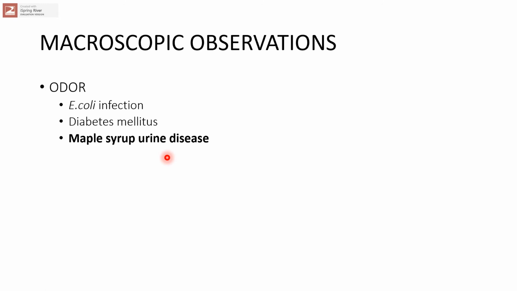Right? So without this particular enzyme that you don't need to know, called the BCKD enzyme, the amino acids build up to toxic levels in the body, and the urine ends up smelling like maple syrup. When the levels of certain substances become really, really high, the urine starts smelling like maple syrup, right?